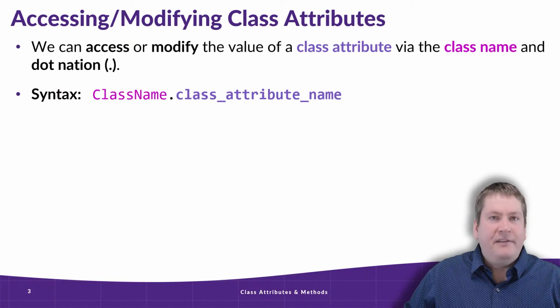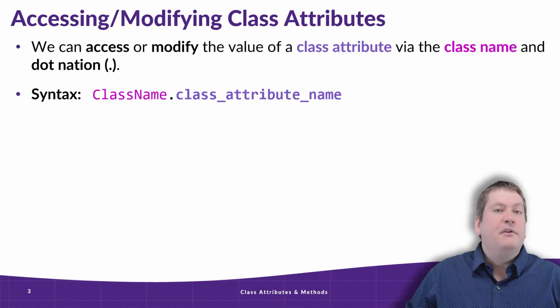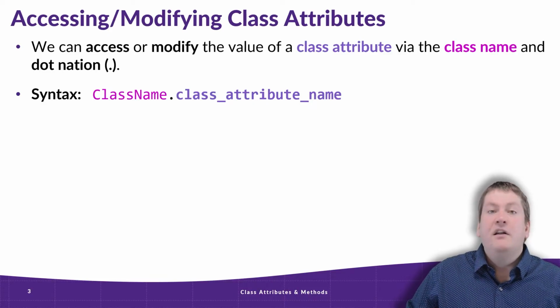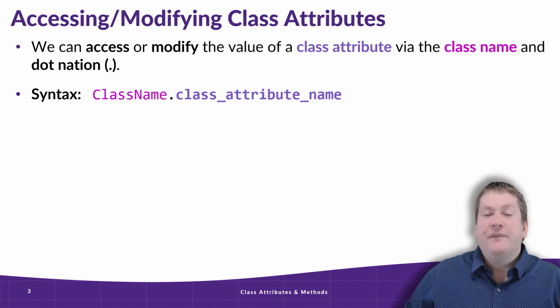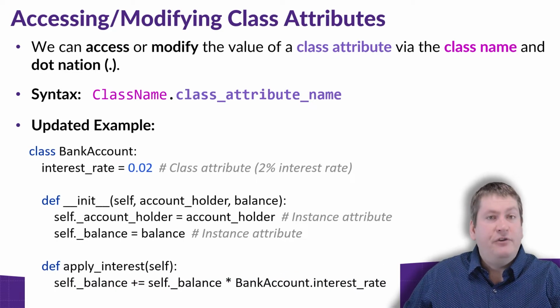So how do we access or modify class attributes? Well, again, we're going to be using that dot notation, but instead of using self or the object's name, we're going to be using the class name. So the syntax is going to be the name of the class, such as bank account or dog, dot the class attribute name. Let's take a look at an example where we access the value of a class attribute.